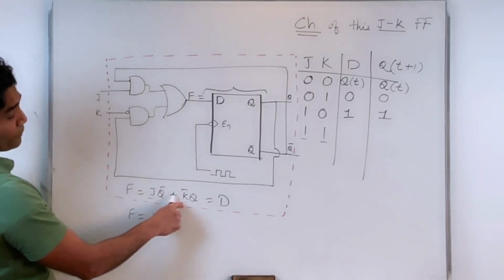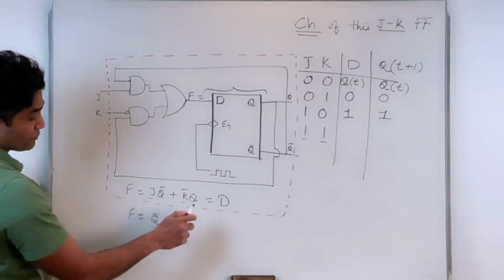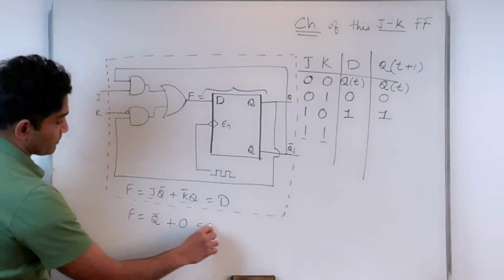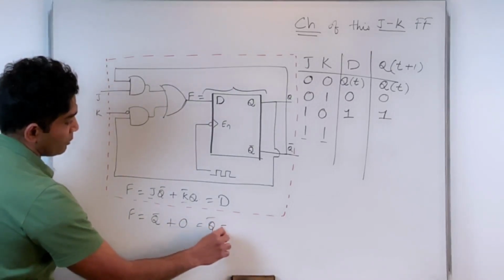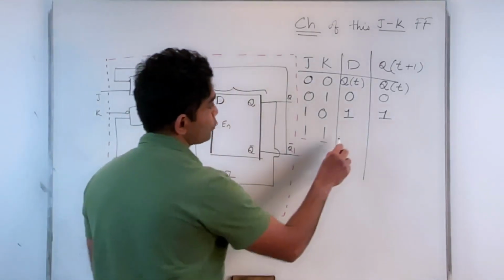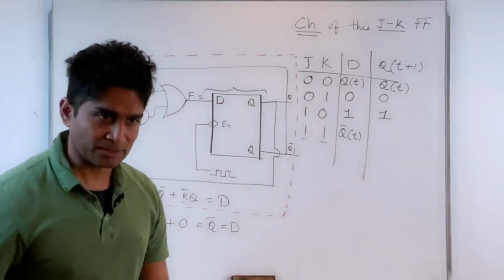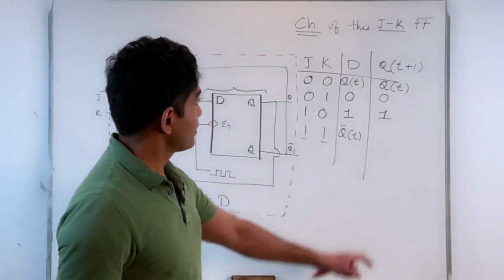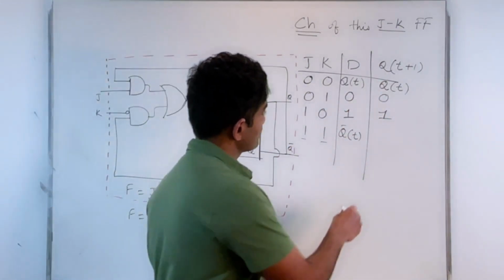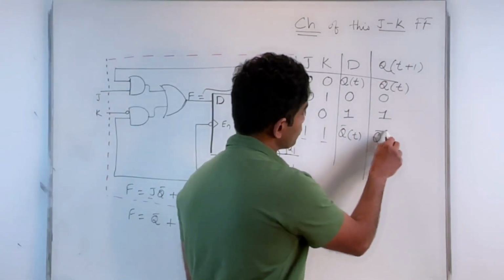On k, that means k prime goes to 0. In other words, I'm applying a q prime of t on D. So what happens in the next clock instance? In the next triggering instance, output follows the input. So q(t+1) becomes q prime of t.